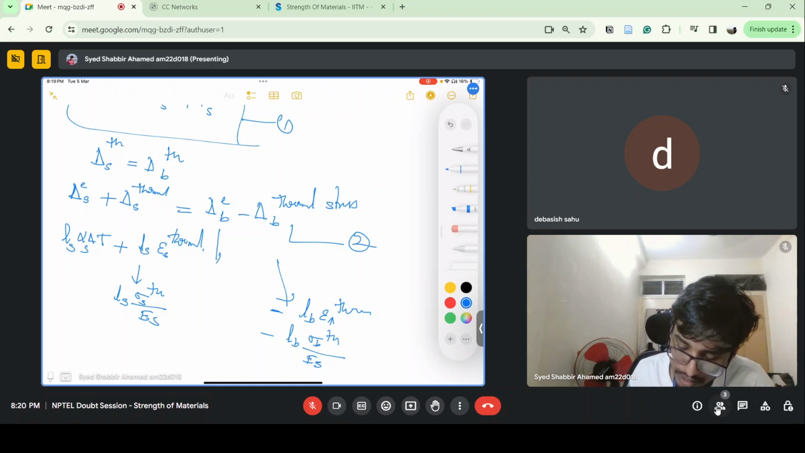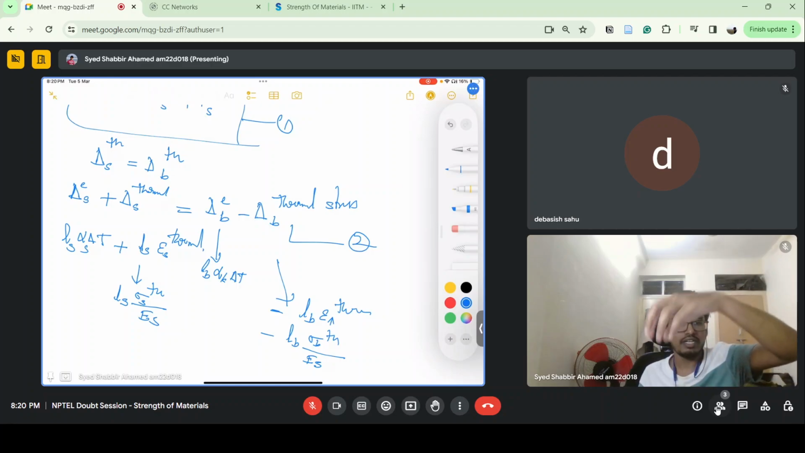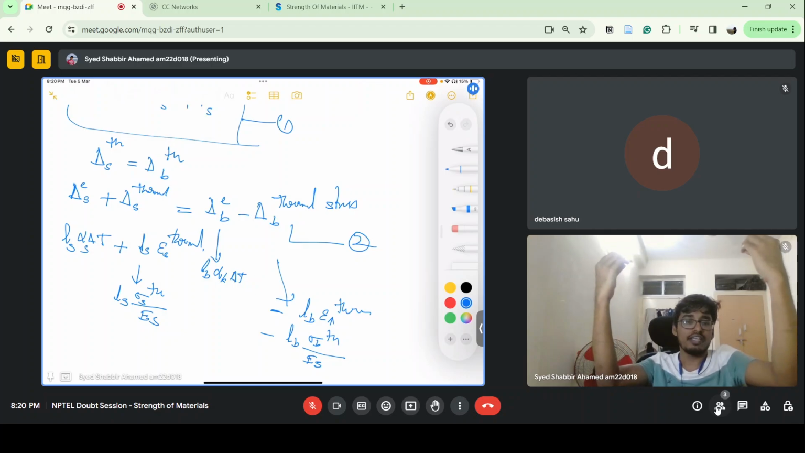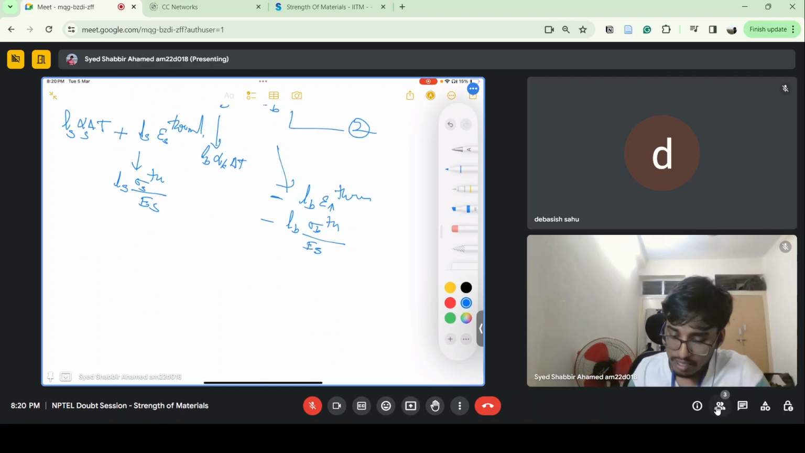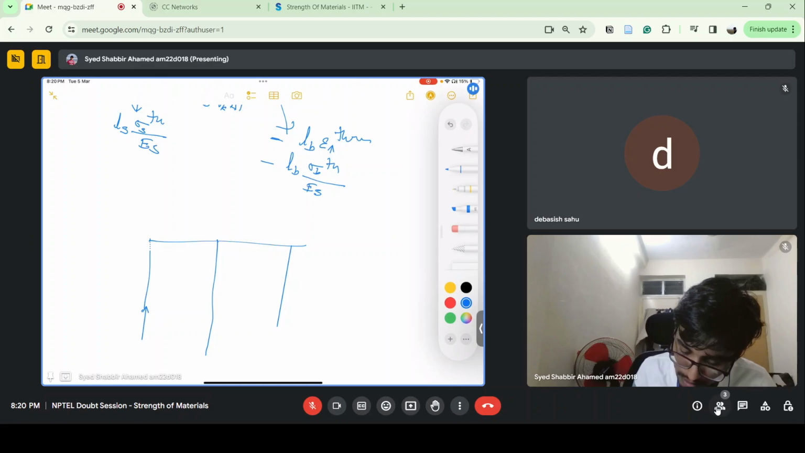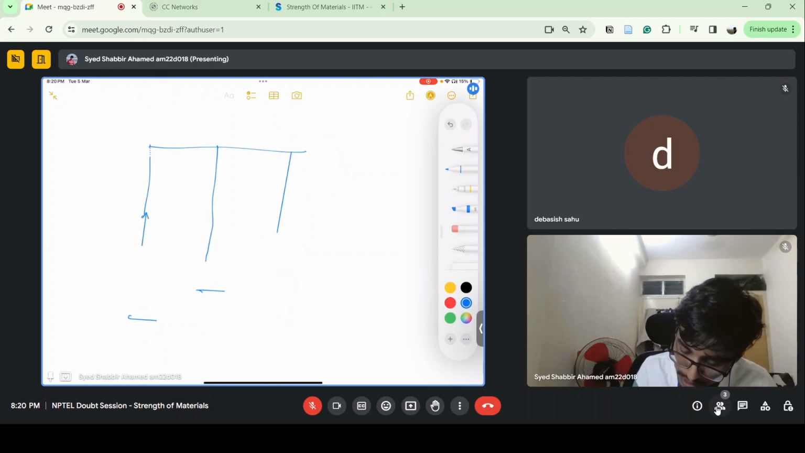This is Lb into alpha, naturally due to the temperature increase. Bronze is getting expanded, but because this bronze is connected with the two steel rods, they will try to bring it up. Because bronze is getting expanded more, the steel rods will come a little bit down, like this. These three are there.